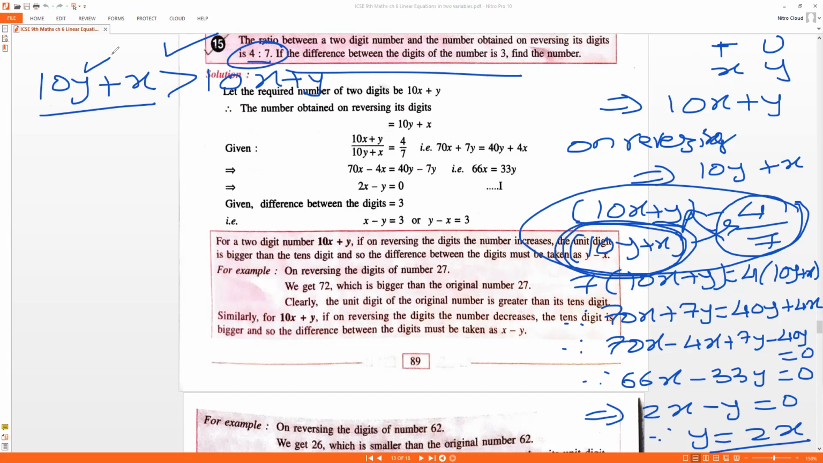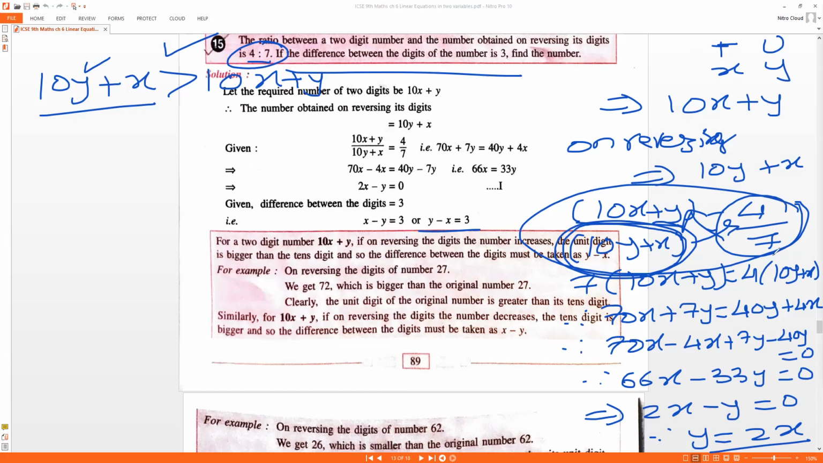Yes, this concept is very important. If you just blindly say x minus y, or the textbook has done y minus x, no, that's not correct. You have to apply the logic. Let me go through the logic again.